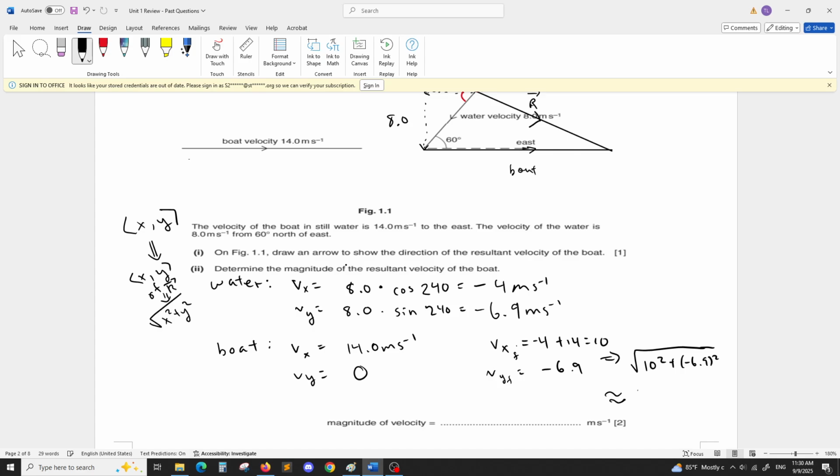Which is about 12.1 meters per second. Technically it should be 12 because you always round to 2 sig figs.